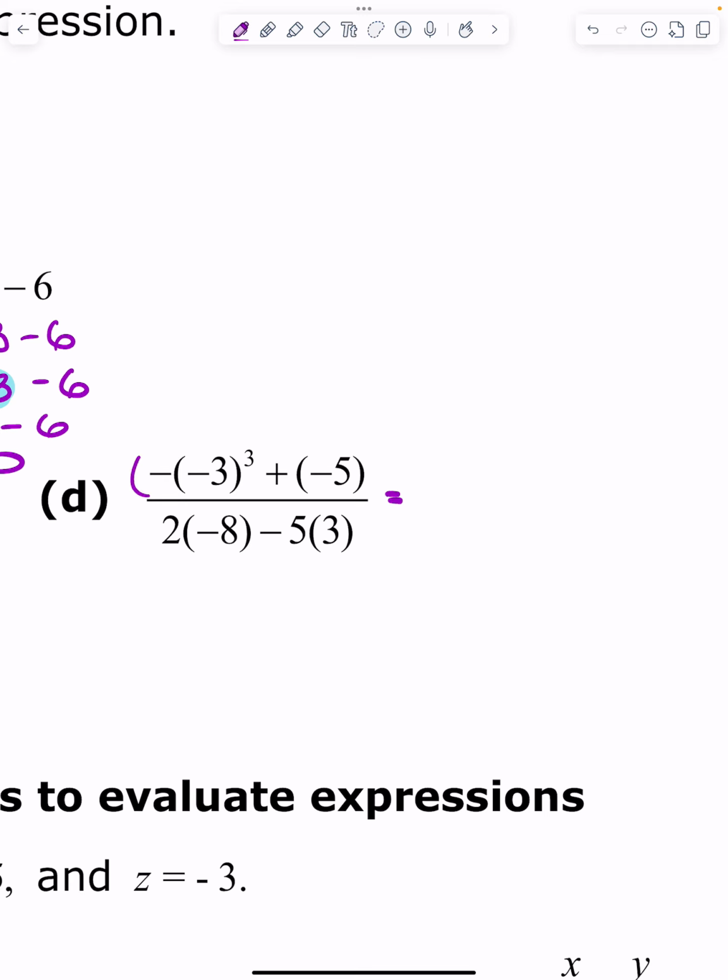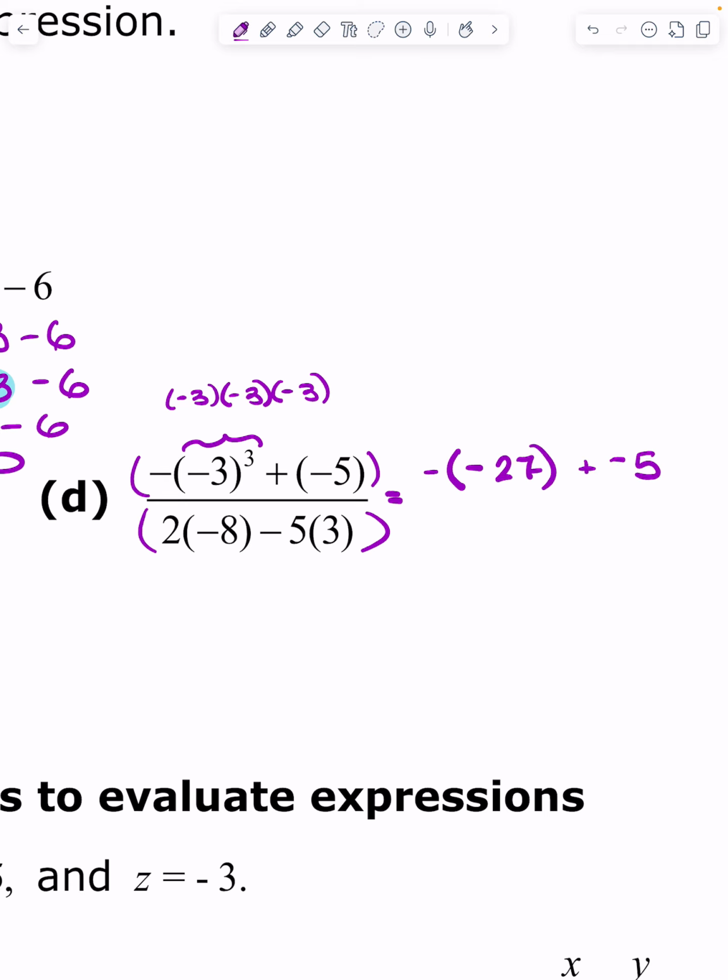So again, parentheses around the numerator, parentheses around the denominator. I'm going to take care of the exponent first. That negative's going to stay out front, but this part right here means -3 times -3 times -3. Whenever I multiply an odd number of negatives, my answer is going to be negative. I get -27 there. Plus -5. I'm going to do these multiplications. 2 times -8 is -16. I've got a minus. 5 times 3 is 15.